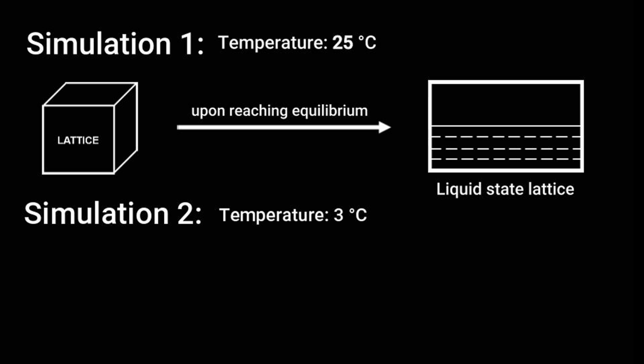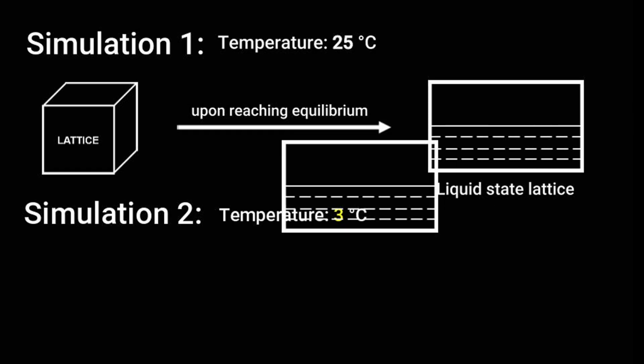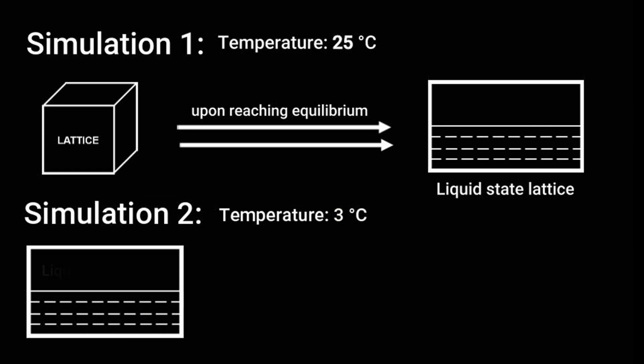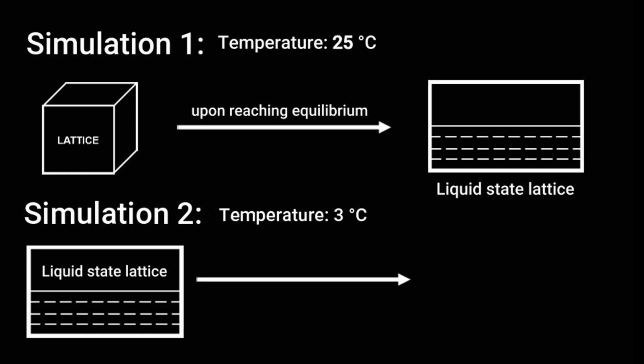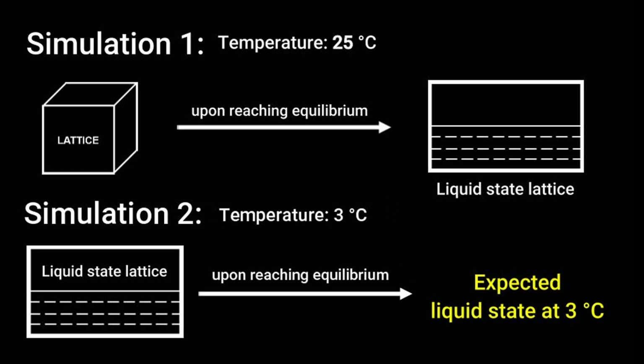And then we will run another simulation. This time temperature at the equilibrium will be set at 3 degrees Celsius. But we will use the well equilibrated liquid water system from our previous simulation directly as our starting point. We would then simulate to reach the temperature of 3 degrees Celsius. And in this simulation, the water will be in the liquid state.